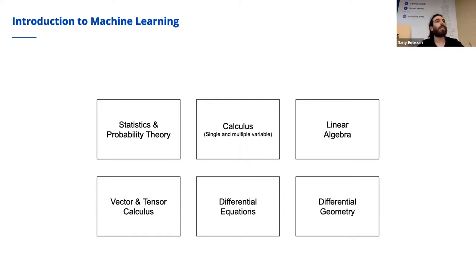If you want to advance deep learning, let's say you want to become a data scientist with the intention of expanding it, making it better, like pushing the envelope, so to speak, there are many more mathematical disciplines to learn.